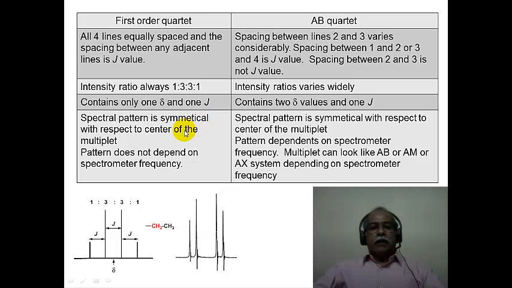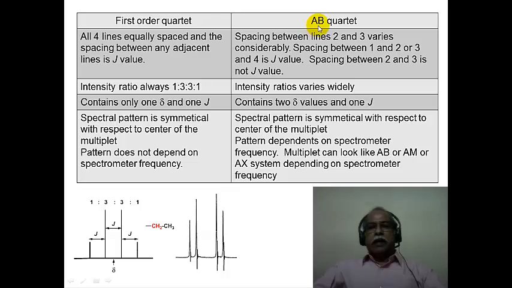The pattern does not depend on the spectrometer frequency in the case of the first order spectrum. That is extremely important. Whether you measure it in a 200 MHz spectrometer or a 600 MHz spectrometer, the line spacing, the intensity, and the spectral pattern will look essentially the same if it is a first order quartet.